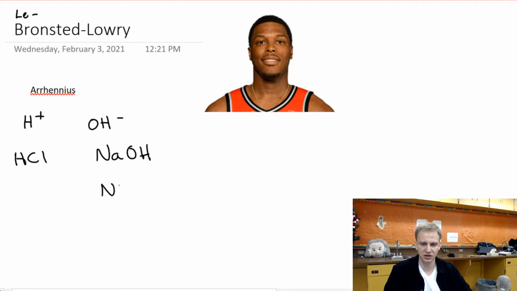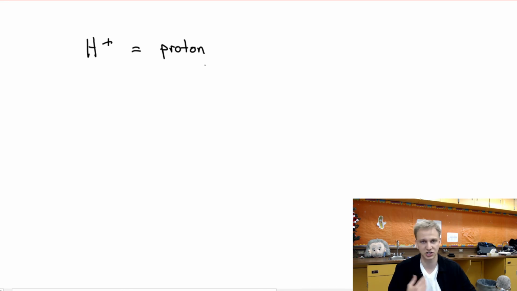But when we started discovering compounds like ammonia, NH3, which clearly does not have a hydroxide, yet is a base, it breaks this Arrhenius rule. It no longer allows this Arrhenius rule to work. And so what was created was the Bronsted-Lowry definition of acids and bases, and it focused all on hydrogen. It totally neglected the presence of hydroxide and instead just focused on hydrogen.